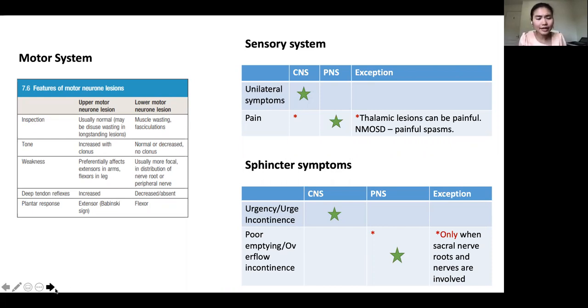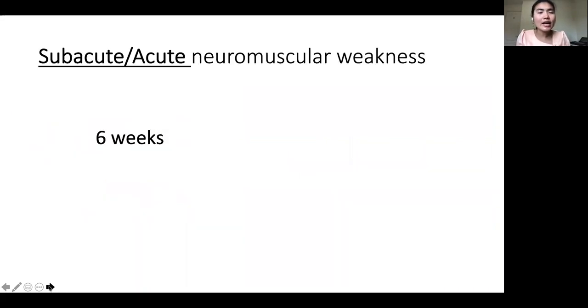So that's the very basic part of today's discussion. And I am going to clarify a bit about the topic. When we say acute neuromuscular weakness, a patient will present with acute neuromuscular weakness. We'll say subacute or acute when the onset of the symptoms is within 6 weeks.